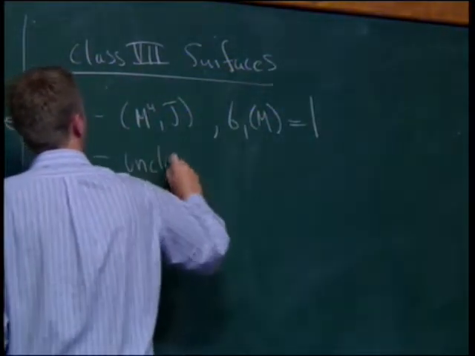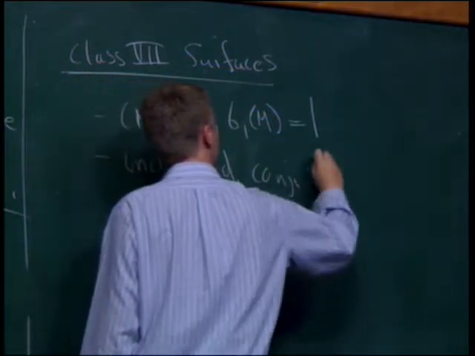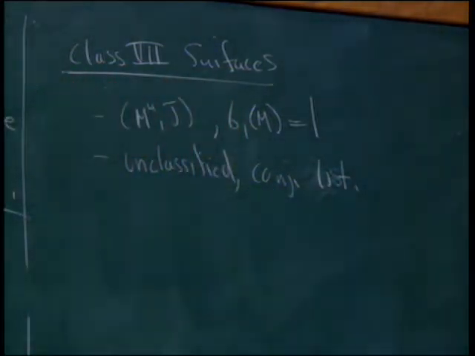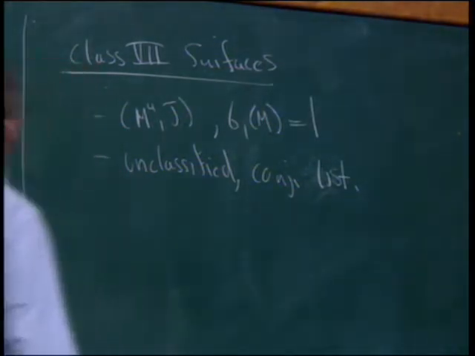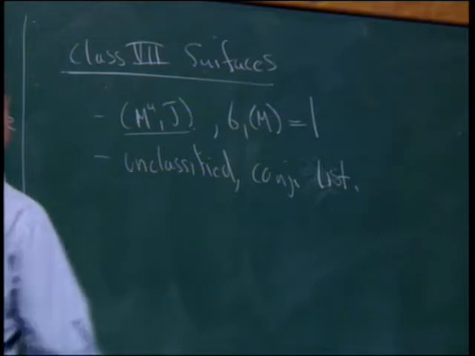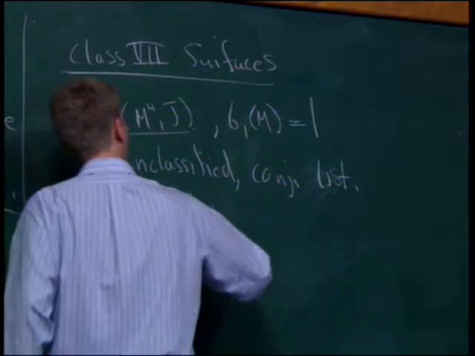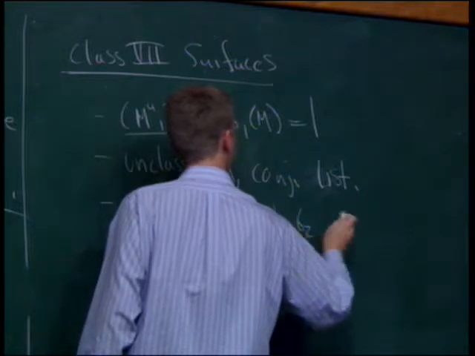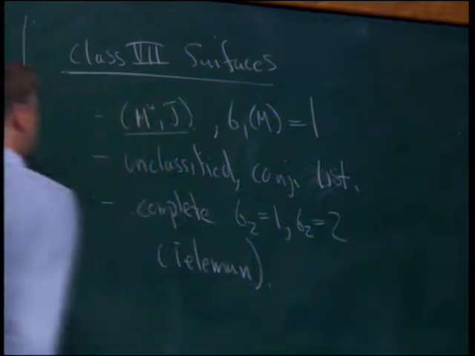And they remain unclassified, but there is a strongly motivated conjectural list. There's sort of a few families that are conjectured to be everything, conjectured to be all of these, but it's unknown whether it's actually true. And although I guess it's complete, the classification is known for B2 equals 1, and at least topologically for B2 equals 2. This is due to Telemann using gauge theory, basically.